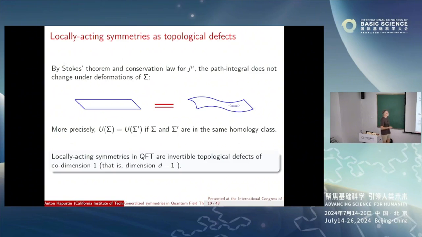And actually it is, precisely because you have a conservation law for J. The path integral can be easily verified not to change under deformations of sigma, more precisely to sigma prime in the same homology class, by Stokes' theorem and conservation. So we conclude that what we call locally acting symmetries in quantum field theory are indeed invertible topological defects of codimension 1, that is, defects of dimension d minus 1, where d is the dimension of space-time.